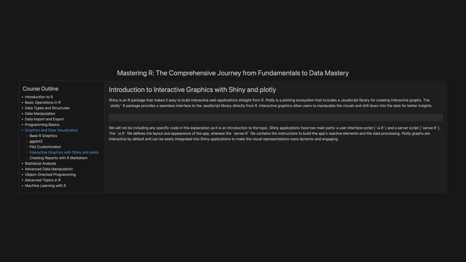Interactive graphics with Shiny and Plotly. Shiny is an R package that makes it easy to build interactive web applications straight from R. Plotly is a plotting ecosystem that includes a JavaScript library for creating interactive graphs. The Plotly R package provides a seamless interface to the JavaScript library directly from R. Interactive graphics allow users to manipulate the visuals and drill down into the data for better insights.